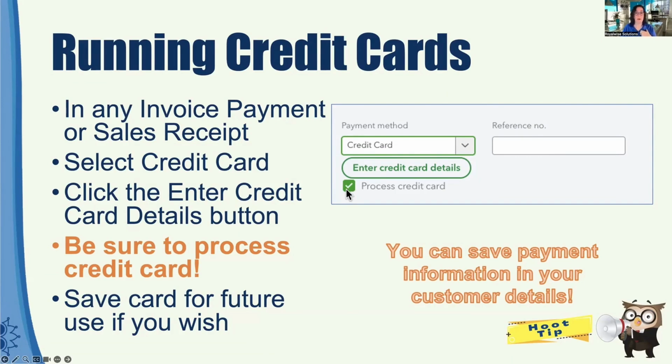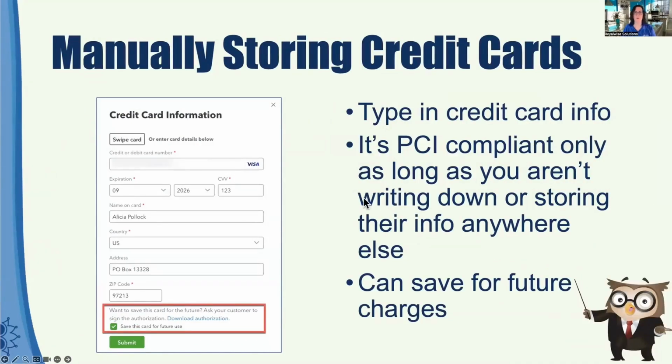When you are taking this credit card information to type it in, you have the ability to store that information. So when you click that button, this is what you get. You get a window that says, what is the credit card information? So you're typing it in. Here's their credit card number. Here's their expiration date. Here's their 3-digit code. Here's the address where it's billed to.